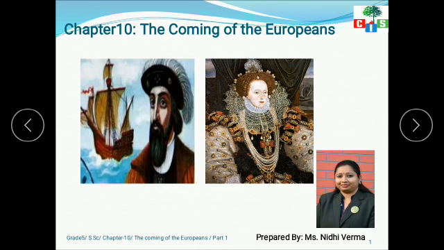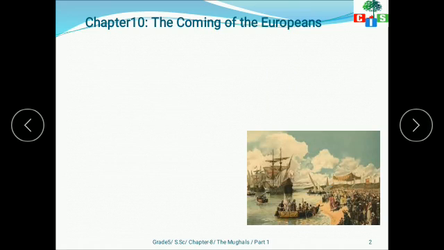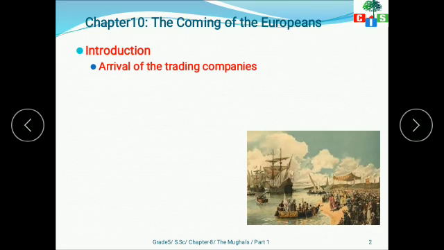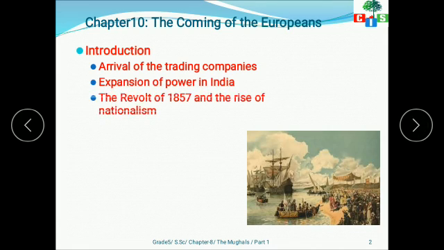So in this chapter, I am going to discuss the European traders. Let's see what we have in the chapter. We are going to discuss the arrival of the trading companies, then the expansion of power in India, and the third is the revolt of 1857 and the rise of nationalism, right? So let's see what we have in the next slide.